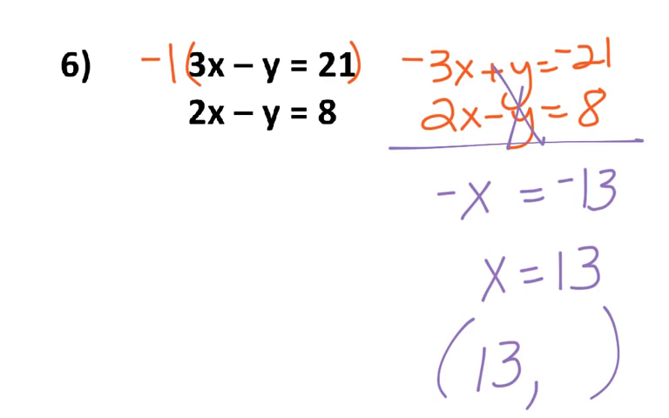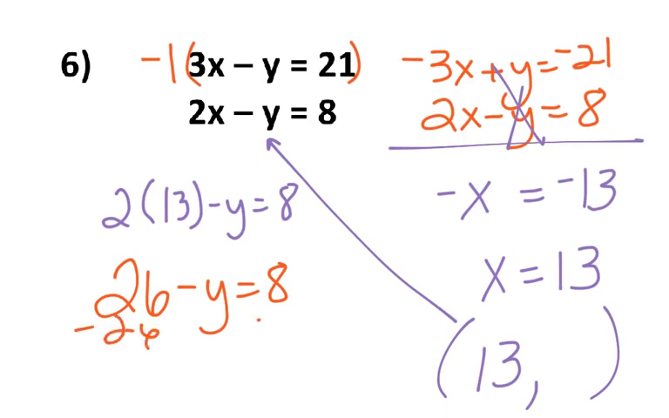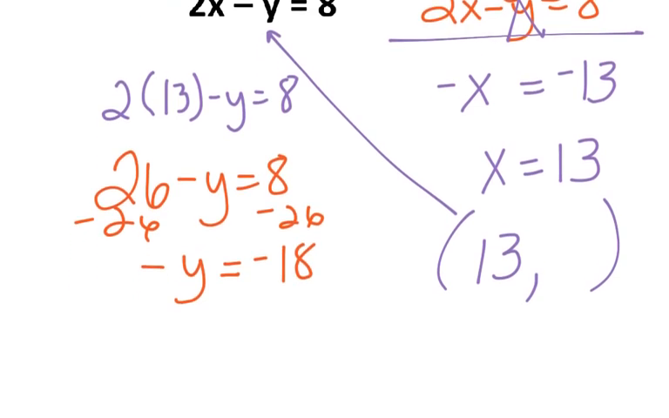Then to get the y, I'm going to plug in, and it doesn't matter which one, so I'll just do this one. So 2x, so 2 times 13, minus y equals 8. So make sure you plug in for the right letter. And so I'm going to have 26 minus y equals 8. I'm going to subtract 26. So I'm going to have negative y equals negative 18. So if negative y equals negative 18, then positive y equals positive 18.